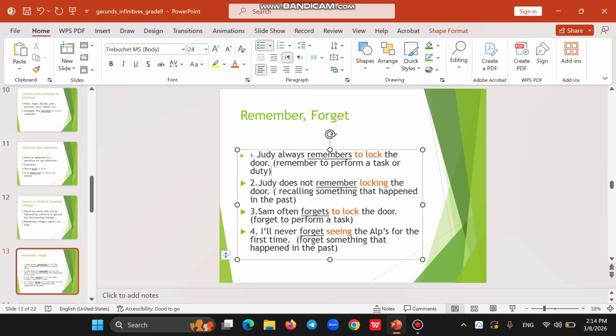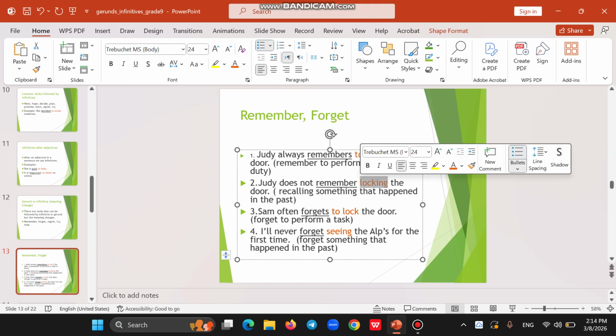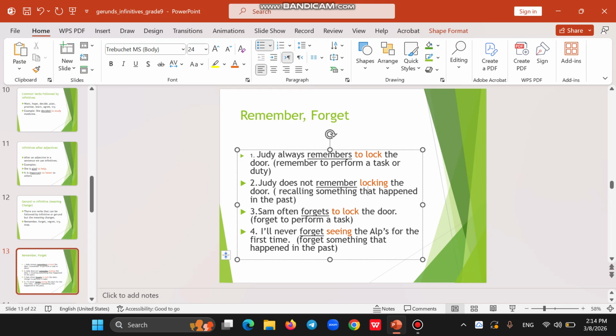To do. Judy does not remember locking the door. So here we have the verb remember followed by a gerund, which is the ing form of the verb. Here remember means recalling something that happened in the past. She does not remember whether she locked the door or not. She cannot remember. So remember in sentence 2 has a different meaning from remember in sentence 1.